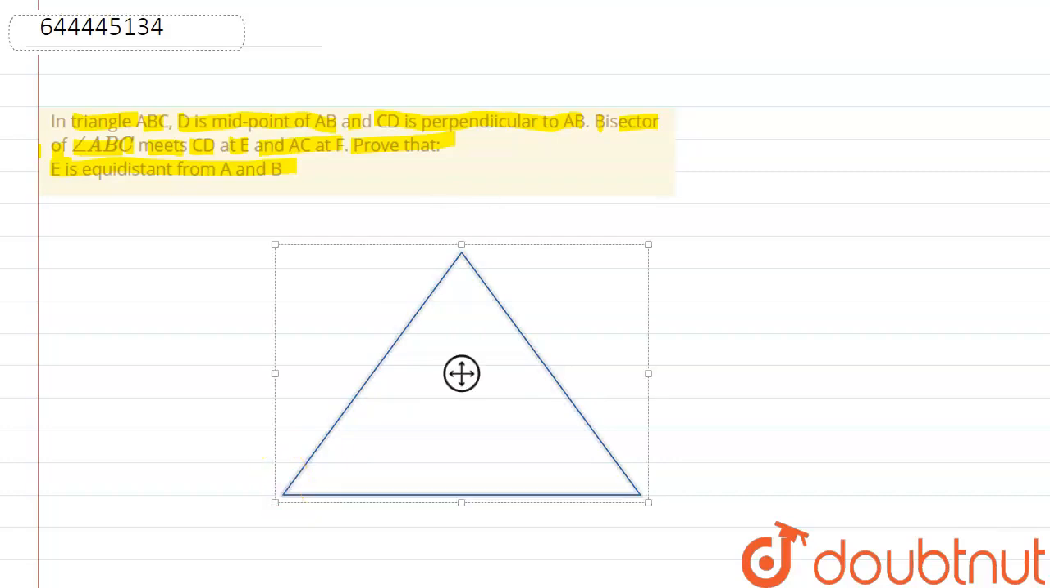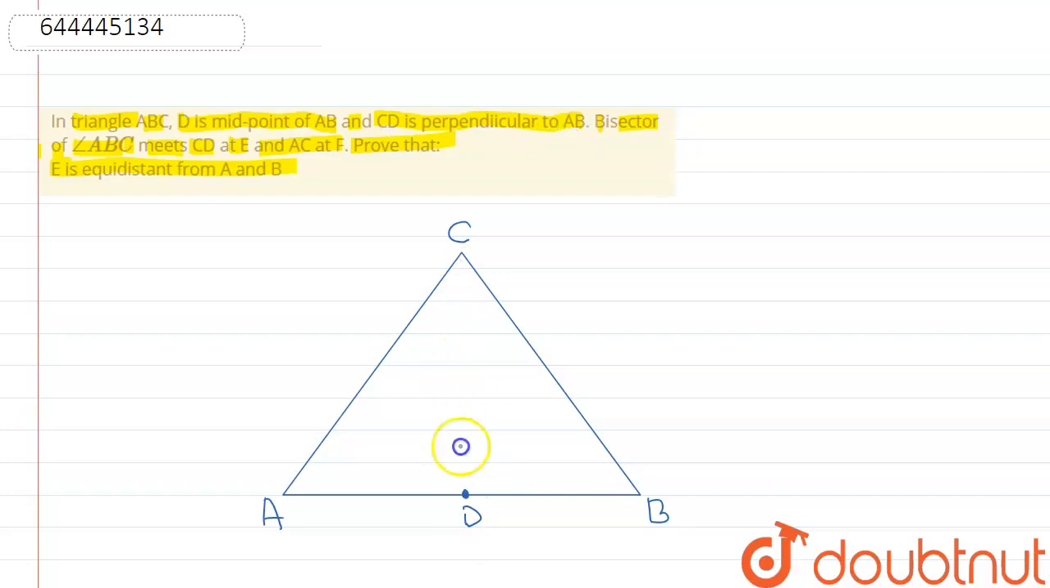First we have to suppose this is our triangle, like this. Here it is triangle ABC. Now it is saying that D is the midpoint of AB. So here we plot D as the midpoint of AB.